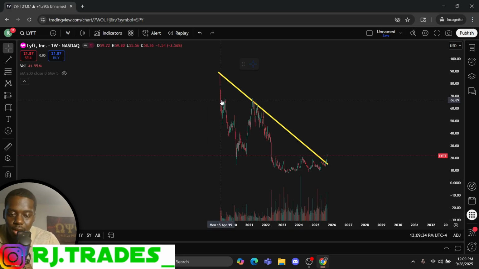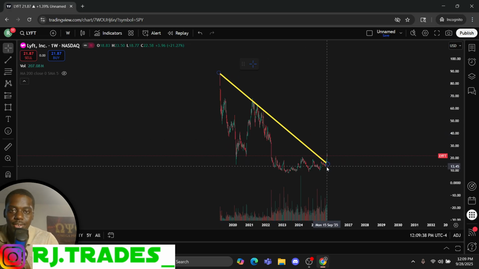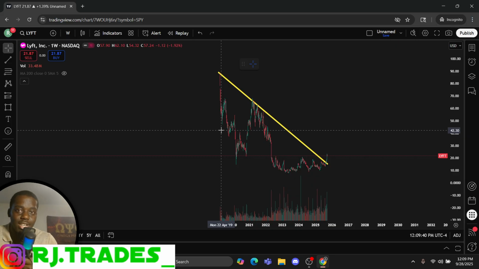Now notice I'm showing you what happened in 2019. Lift hasn't broken out until 2025. So Lift respected this trend line for 6 years. This is why you have to know and understand your charts. For 6 years, Lift really hasn't been worth playing.